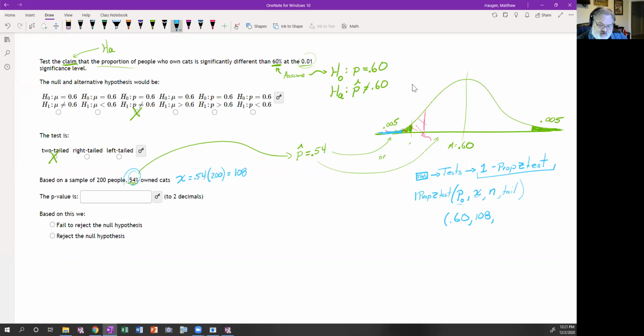The sample size is 200, and this is two tail. So I'm going to put that all in: 0.60 with an X of 108, the sample size of 200, and it's a two-tail test.